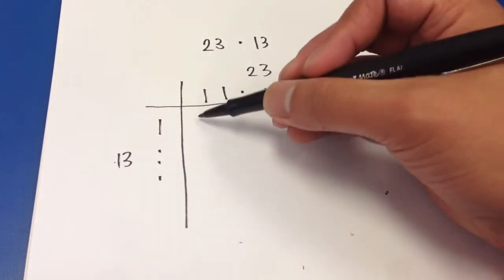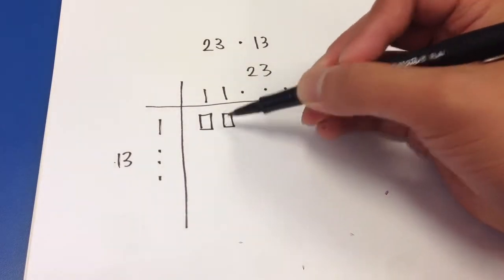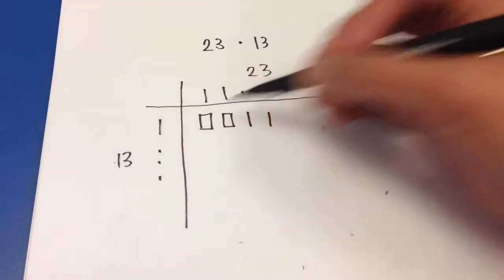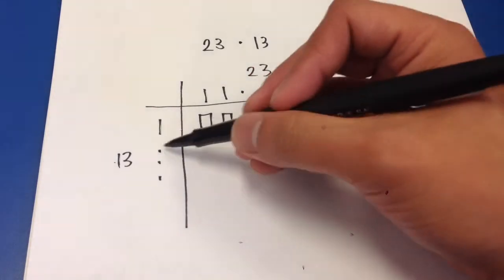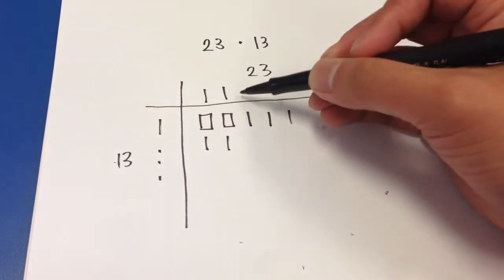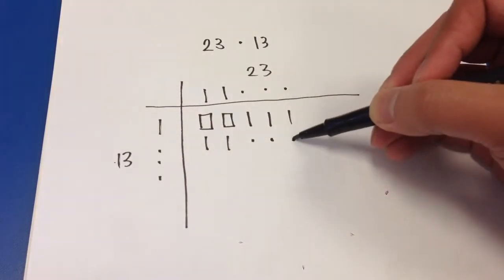10 times 10 is 100. 10 times 10 is 100. 10 times 1 is 10, three times. Now I have 1 times 10 is 10, two times. And 1 times 1 is 1, three times.